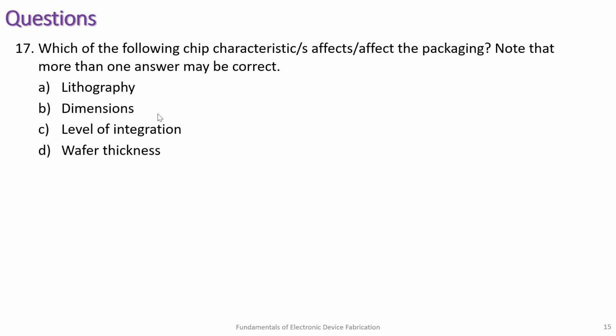Dimensions, level of integration, and wafer thickness actually affect the packaging. Just remember that lithography is basically the transfer of a pattern onto the wafer or the die. It doesn't have anything to do with the actual packaging. It came in the front end of the line, but for dimensions, level of integration, and wafer thickness, we are coming towards the completion of IC fabrication in the back end of the line. So that is why B, C, and D are important for packaging.